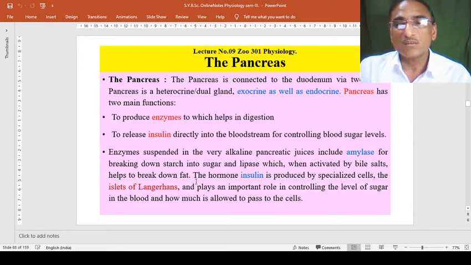The hormone insulin stimulates control of the blood sugar level, and is produced by specialized cells called the islets of Langerhans. The insulin is secreted by the islets of Langerhans in the pancreas and plays an important role in controlling the blood sugar level in the blood.